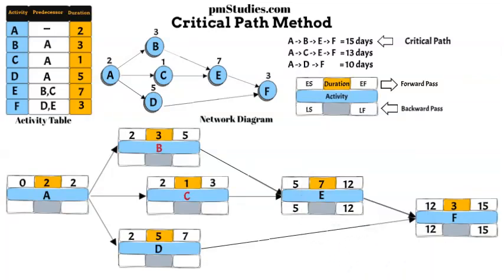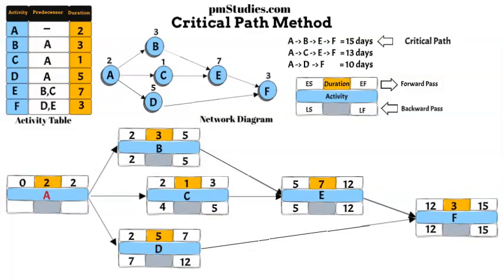We can now bring in the LS of activity E into the LF of its predecessors, B and C. The LS of activity B and C will be the LF minus the duration, which would result in 2 and 4. We will bring in the LS of activity F into the LF of its remaining predecessor, activity D. The LS of activity D will be the LF minus the duration, which would result in 7.